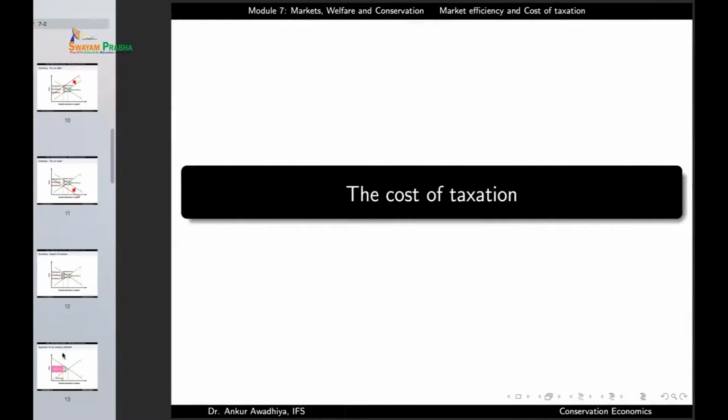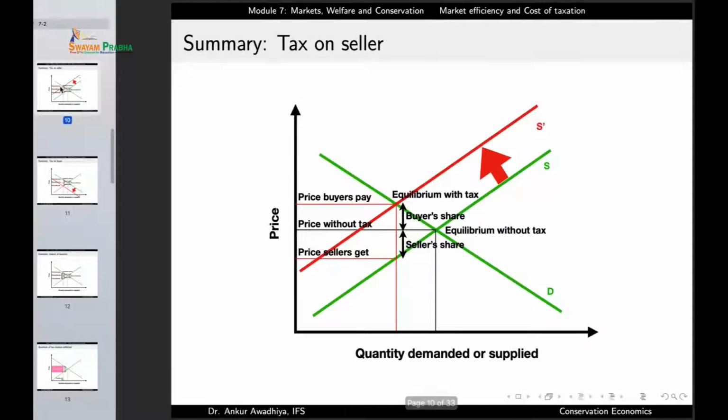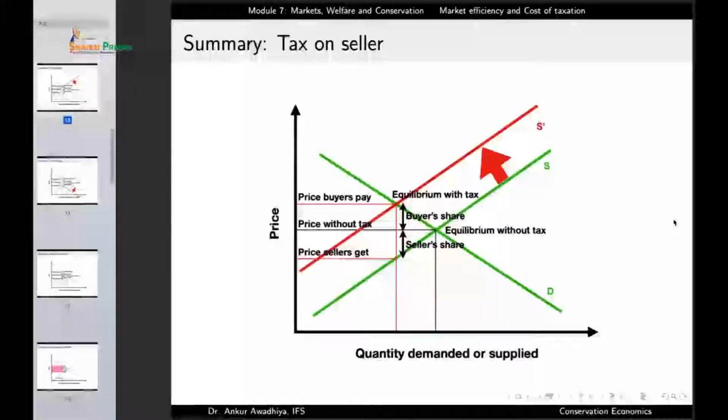Before we look at the cost of taxation, let us summarize what we had seen before. The taxation can be imposed on a seller. So in this case, the government may say that whenever the seller makes or sells a good, the seller will be taxed. Say the government says that for every pen that the seller sells, the seller will have to pay 50 paise of tax.